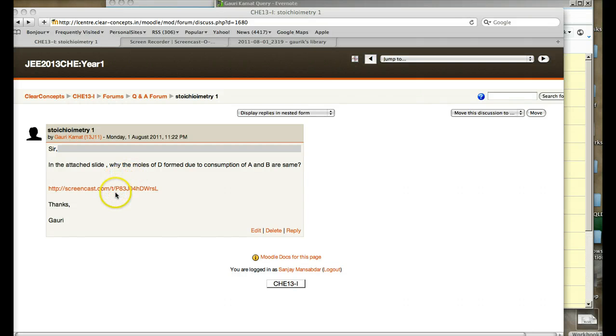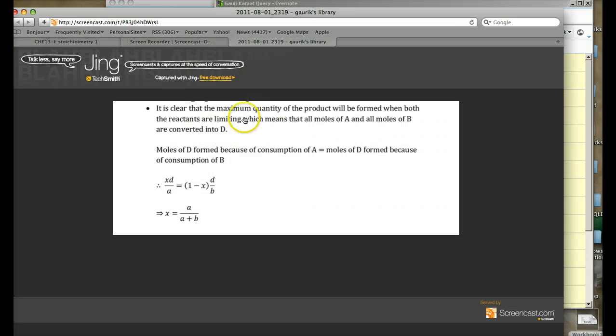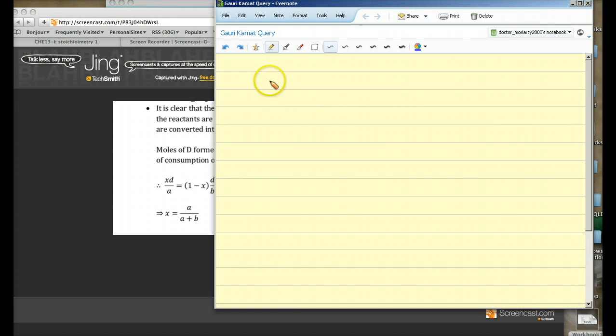Okay, Gauri, here's your question. In the attached slide, why are moles of D formed due to consumption of A and B the same? I guess this is the statement that you're worried about. Yeah? Okay. The point is, this will happen only when the reactants are mixed in stoichiometric ratio. To understand this, take an example.